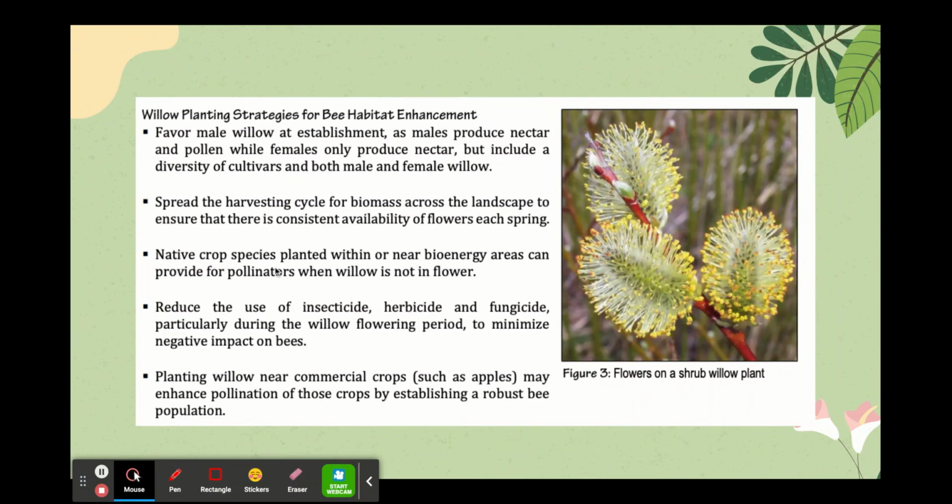So it says native crop species planted within or near bioenergy areas can provide for pollinators when willow is not in flower. So what this does is the willow will flower for part of the year, and then the native crop species, or whatever is there around in the area, will be able to flower for another part of the year. So this will increase and help those bees survive. Okay, you'll be reading more about this in your article for today, but this is something to keep in mind and something that is important for pollination.